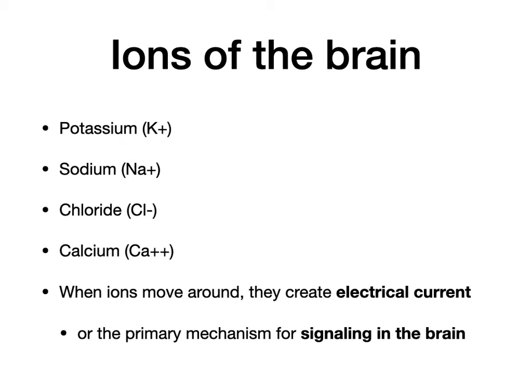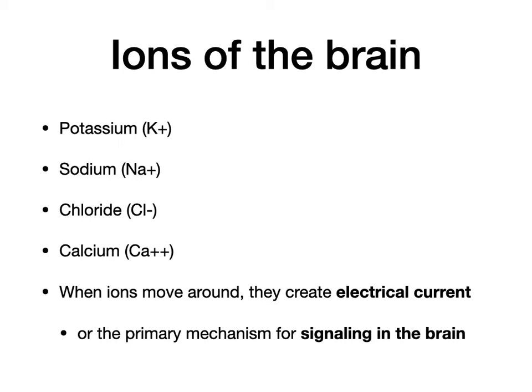So there are lots of ions that are doing stuff in the brain. Potassium is positive, sodium is positive, Na+, chloride is negative. Now, you might recognize that as sodium chloride or table salt. Yes, we are salty creatures. Calcium, very big in our bodies and in our brain. Double positive there. So what's happening is when the ions move around, they are creating electrical current.